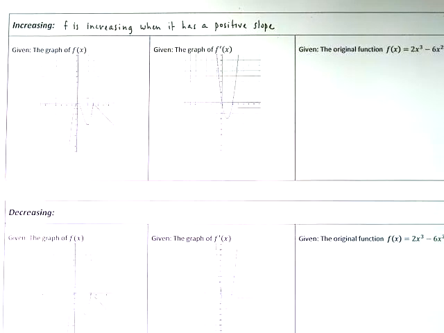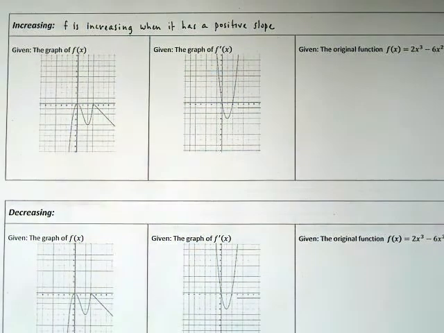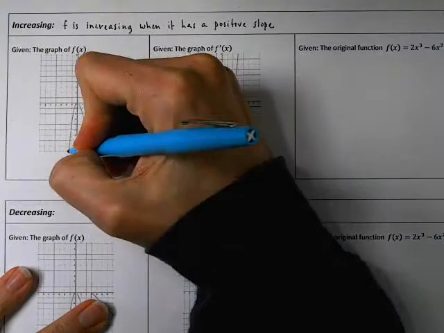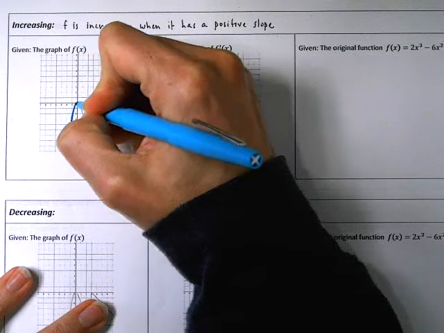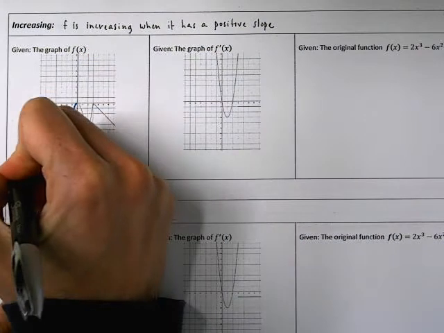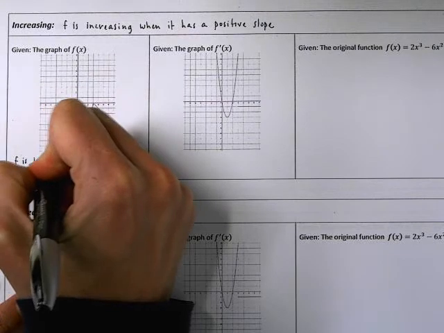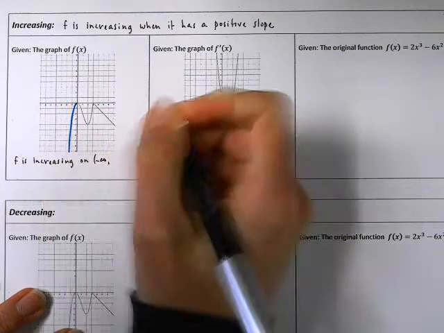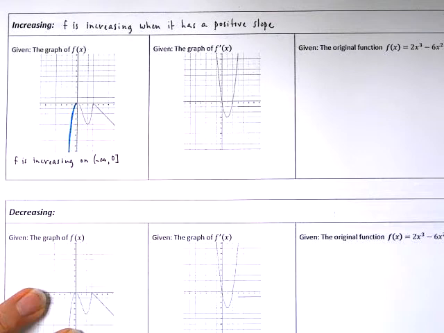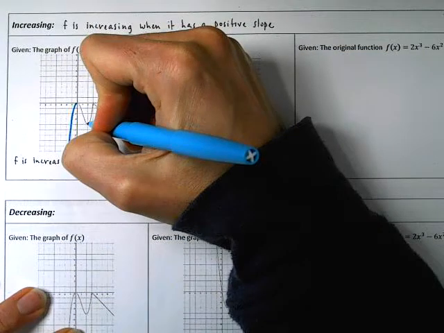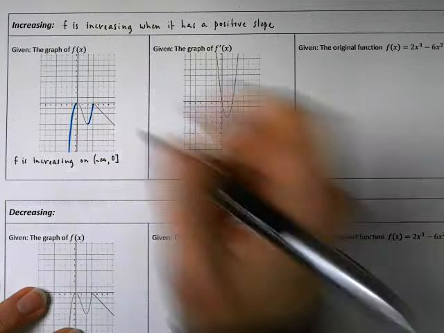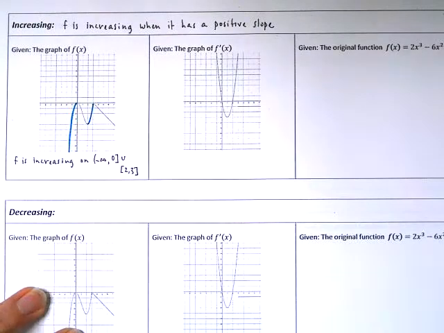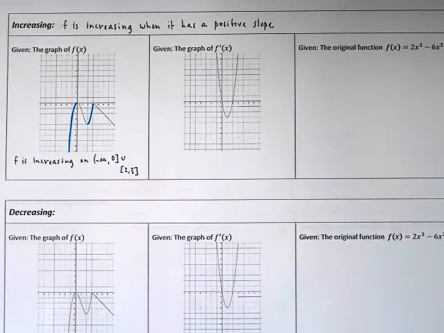So, for example, if I look at my first graph, I know it's going to be increasing from here to here. So let's say f is increasing on the interval from negative infinity to 0. And then it's increasing again on this interval when it has a positive slope. That looks like from 2 to 3. So I'm increasing wherever I have a positive slope.